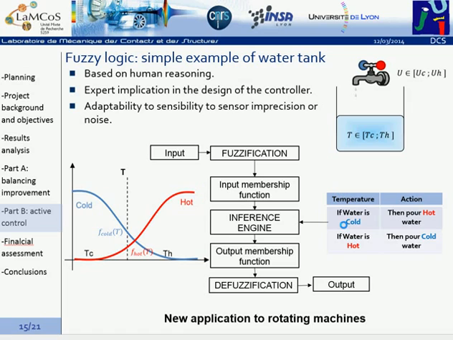What a human being will do is, if the water is considered cold, he's going to add hot water, and vice versa. And finally, the defuzzification process consists only of doing an inverse process to the one we have done at the beginning, and we obtain the output force, or the output command. So these are the basics concerning fuzzy logic, but we can also apply them to rotating machines.